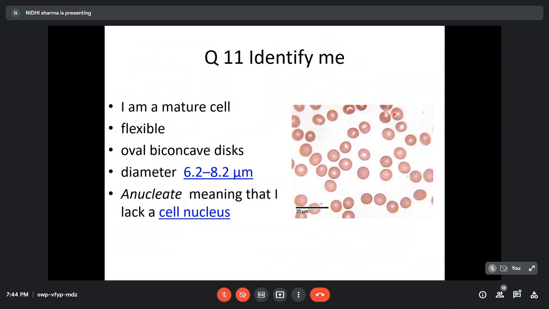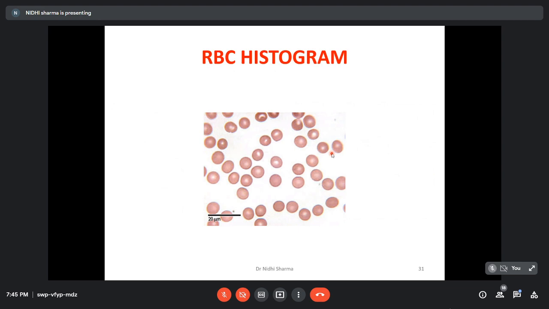This is a mature cell which is very flexible, has oval biconcave discs, the diameter generally lying between 6.2 to 8.2. This is anucleate, that means lacking any nucleus. So we are going to first discuss the RBC histogram.